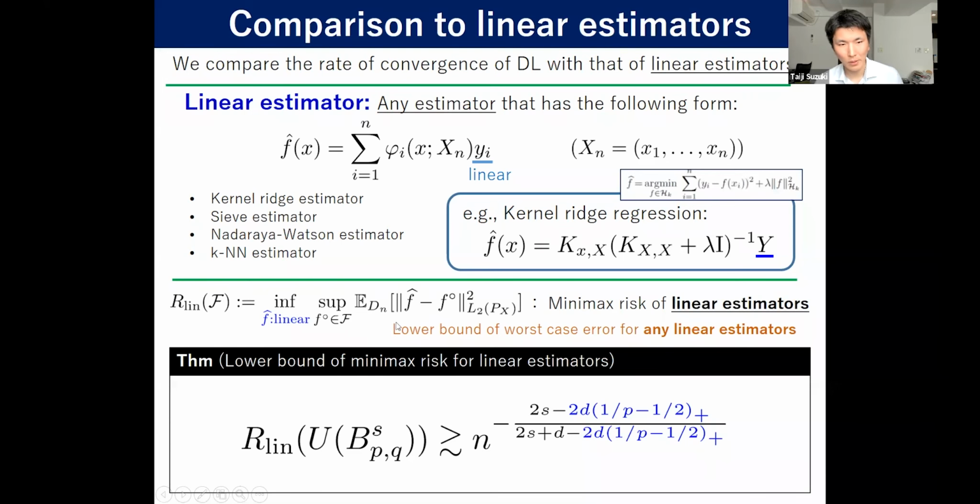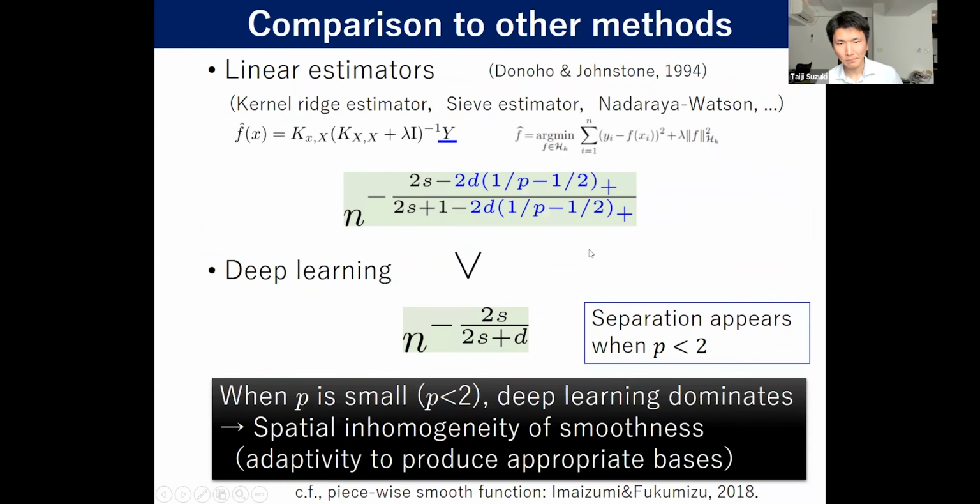Okay. So now we compare the minimax optimal rate of the linear estimator with the rate of convergence for deep learning. We consider this minimax rate in the linear estimators. Then we can show that the lower bound is given by this. Here is some additional term, which makes a difference from the deep network.